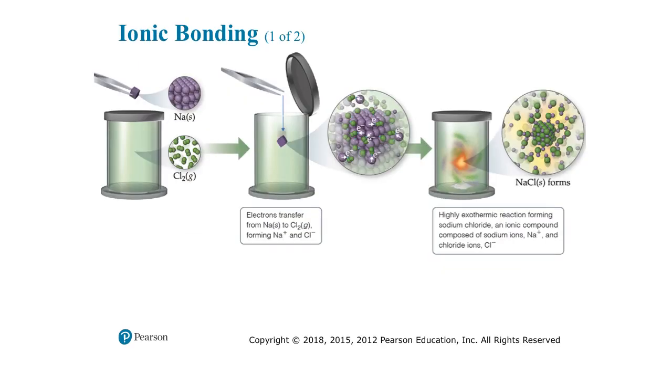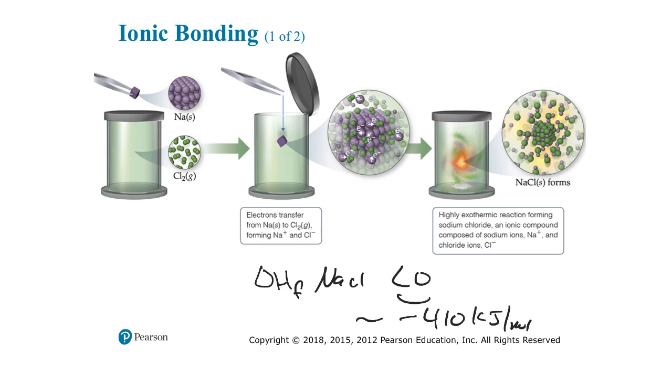So from Chapter 5, the standard enthalpy of formation of NaCl is less than 0. It's about minus 410 kJ per mole, approximately. So if you take sodium and chlorine, bring them together, and allow them to react, you get a violent exothermic reaction where NaCl results, with Na+ and Cl- resulting.